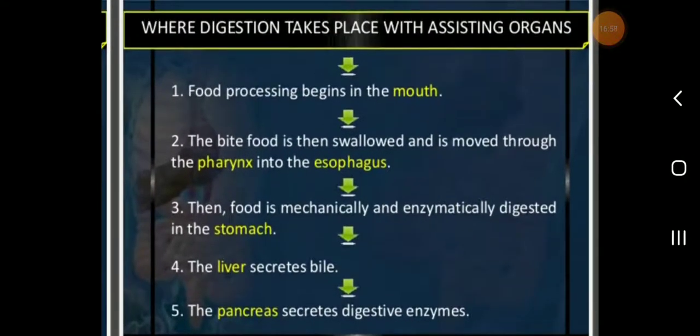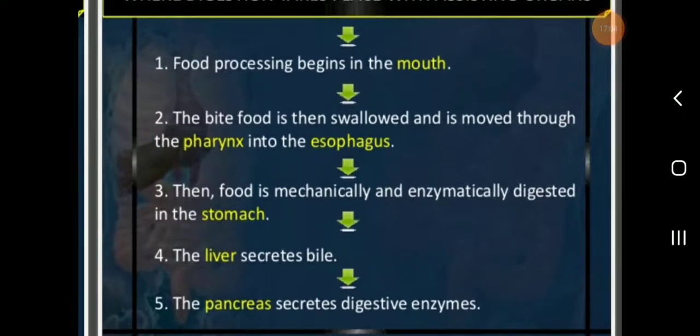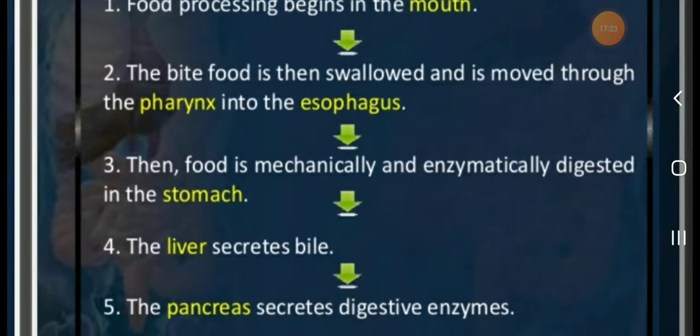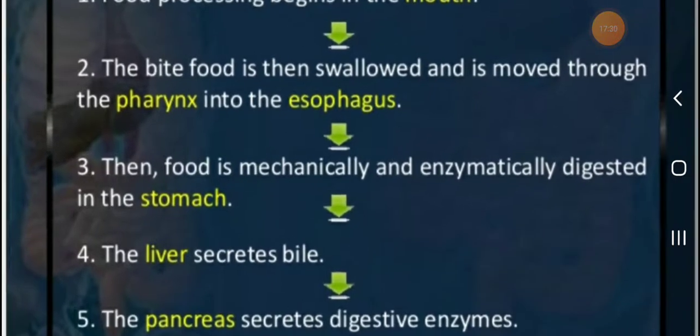These are the main steps involved in digestion. Listen carefully students, just to recall. Food processing begins in the mouth. The bitten food is then swallowed. Which one does the biting? Our teeth, in the buccal cavity. The buccal cavity contains 4 types of teeth: incisors, canines, premolars, and molars.